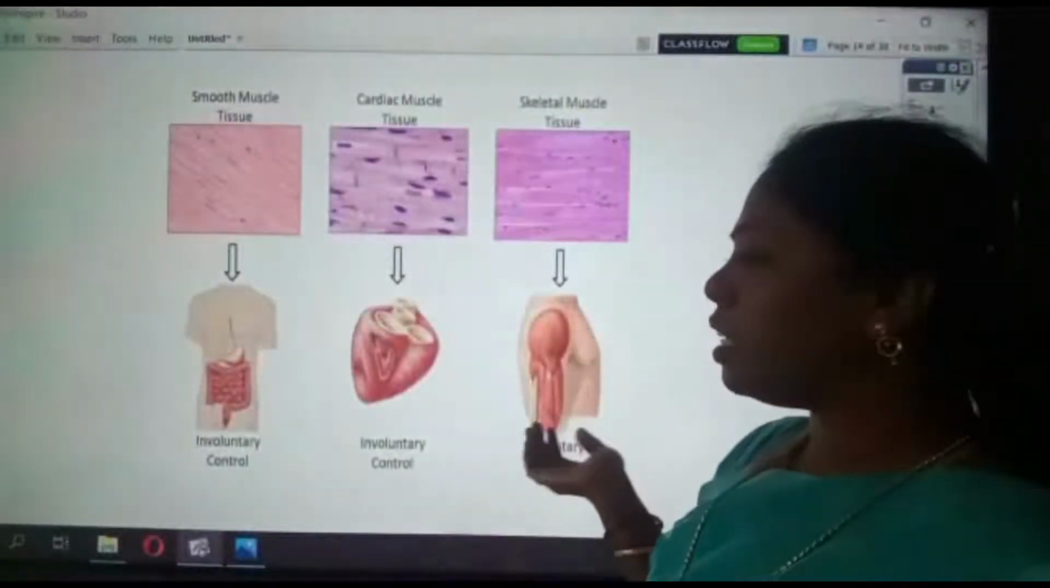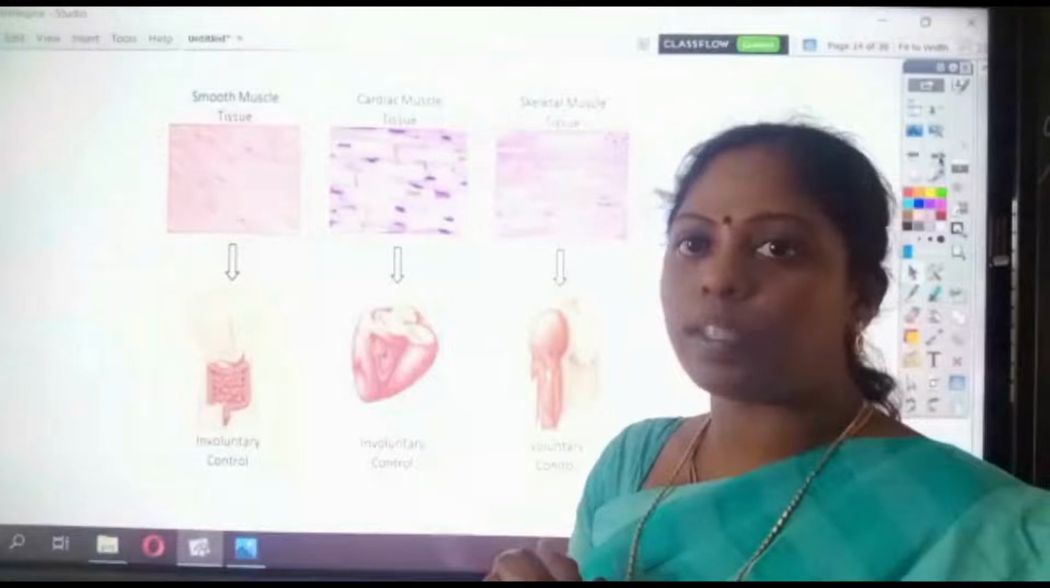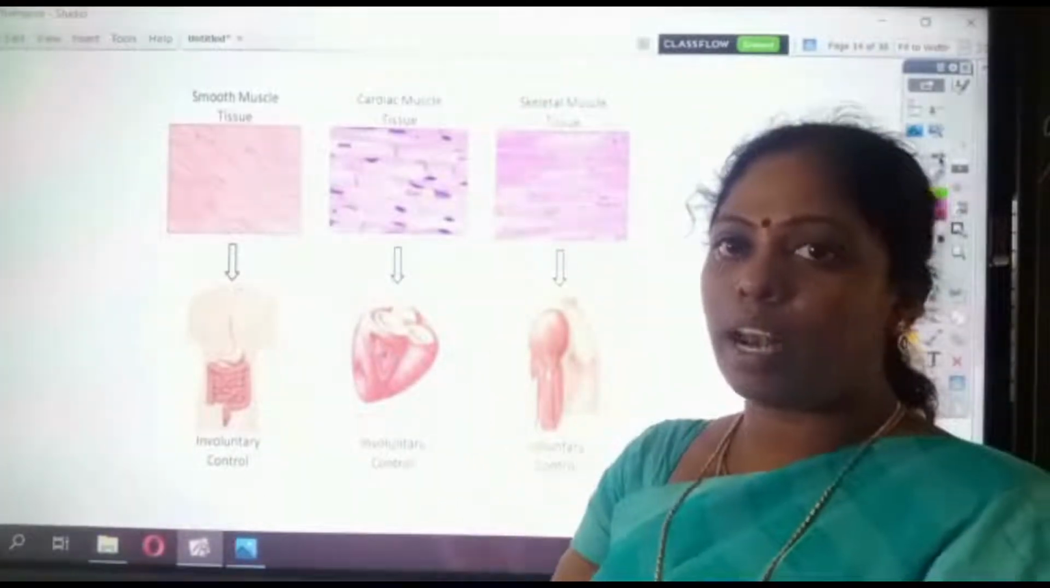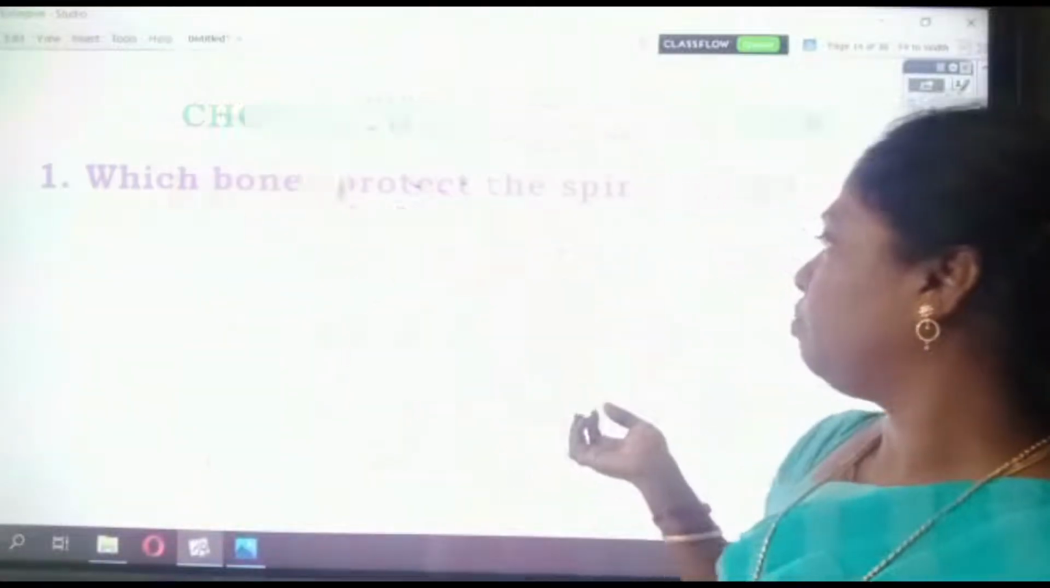But the muscles present in our arms and legs are called skeletal muscles as they are attached to the bones, and we are able to move our arms and legs. So these muscles are called voluntary muscles.